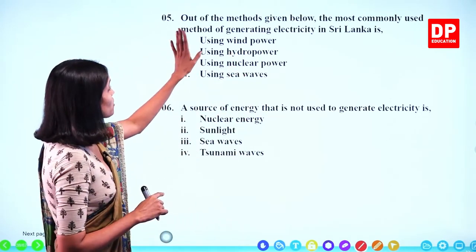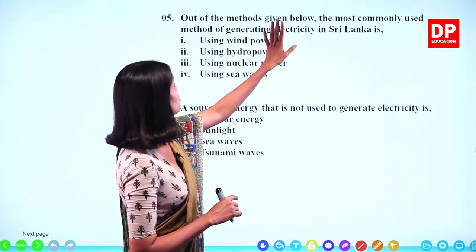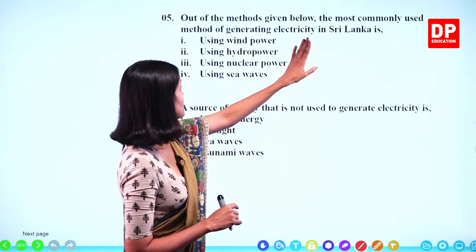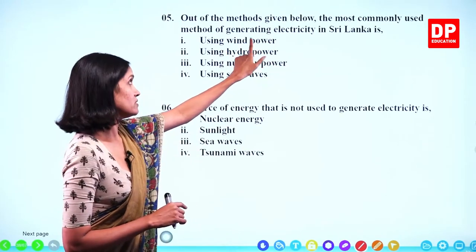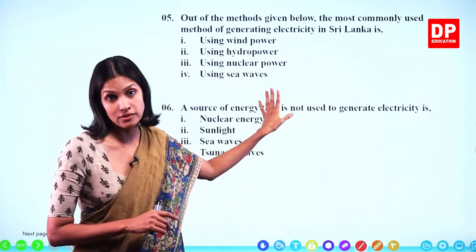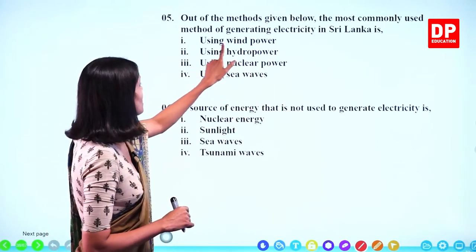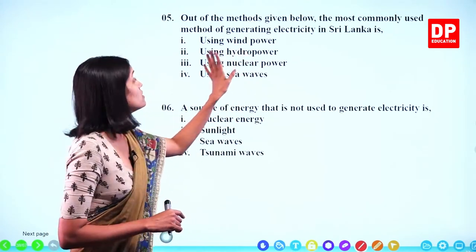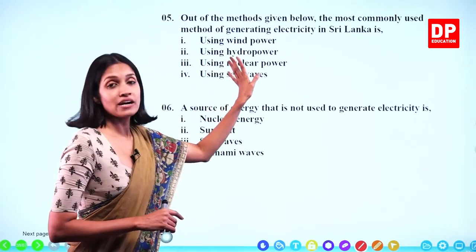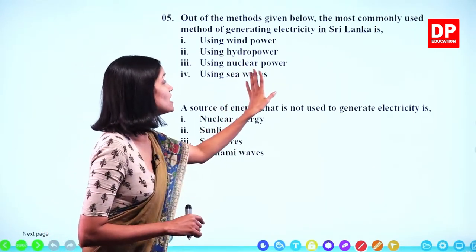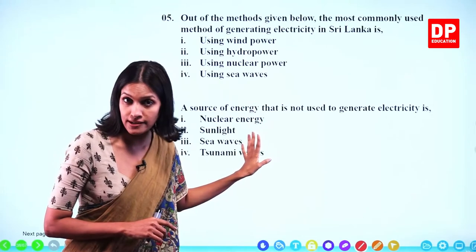Right? So, out of the methods given below, the most commonly used method of generating electricity in Sri Lanka is using wind power. Wind power is used in Sri Lanka, but that is not the most common method. Right? Using hydropower. Hydropower is one of the most common methods. Nuclear power? In Sri Lanka, we don't have nuclear power plants. Using sea waves, also not common in Sri Lanka.